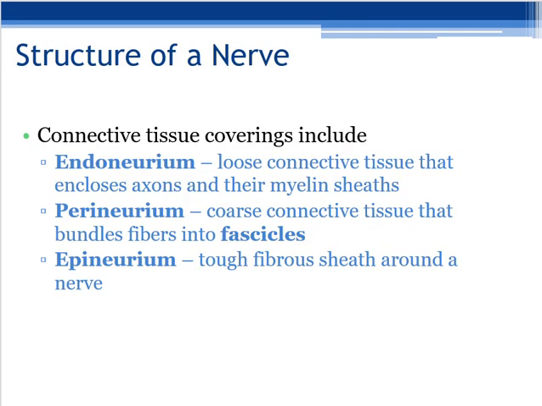Now, mixed nerves would carry sensory and motor information. Sensory nerves carry just sensory information, and motor nerves carry just motor information. Here is that information laid out again for the structure of a nerve. Endoneurium is the loose connective tissue that encloses axons and their myelin sheaths. Perineurium is the coarse connective tissue that bundles fibers into fascicles, and epineurium is the tough fibrous sheath around a nerve.